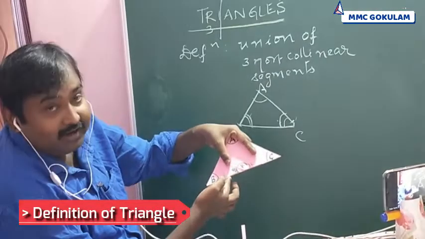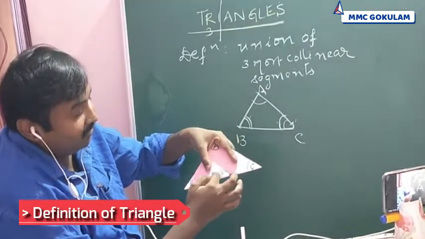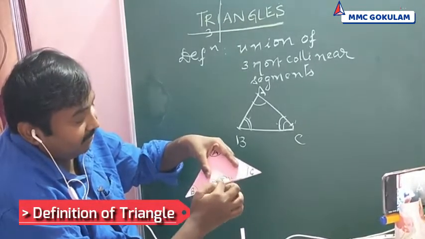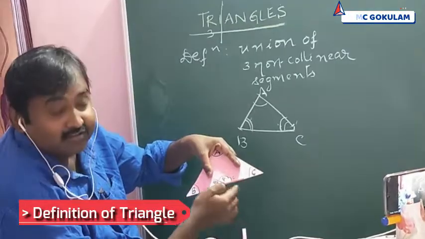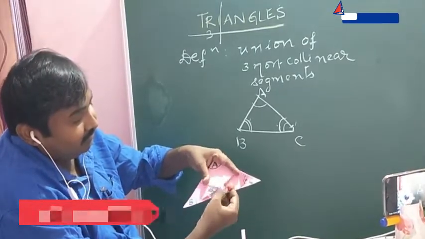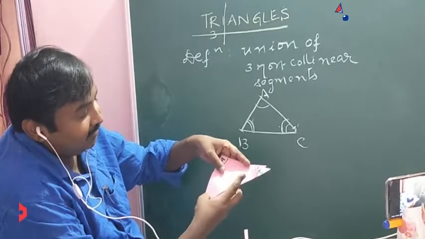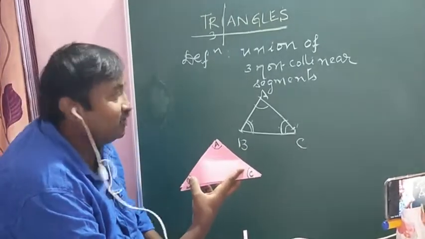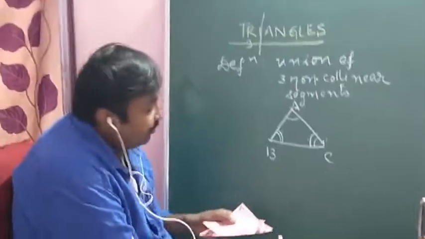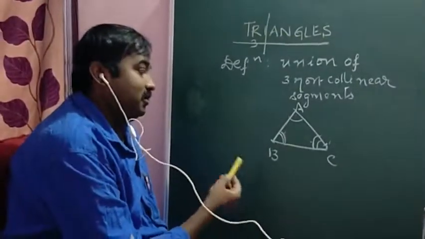So this is a straight line. You know, straight line means straight angle. The adjacent angles form a linear pair. Sum of these angles is how much? 180. So the sum of three angles in a triangle is how much? It is 180 degrees.